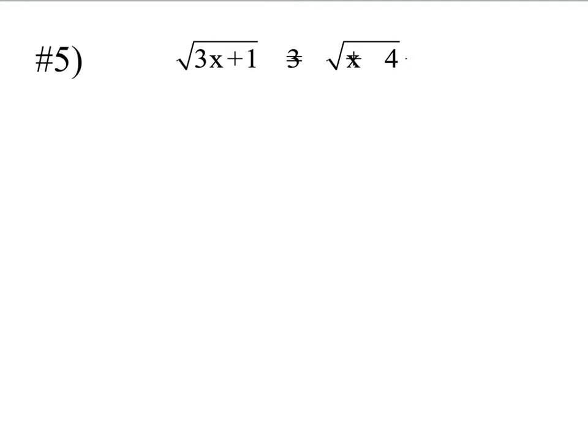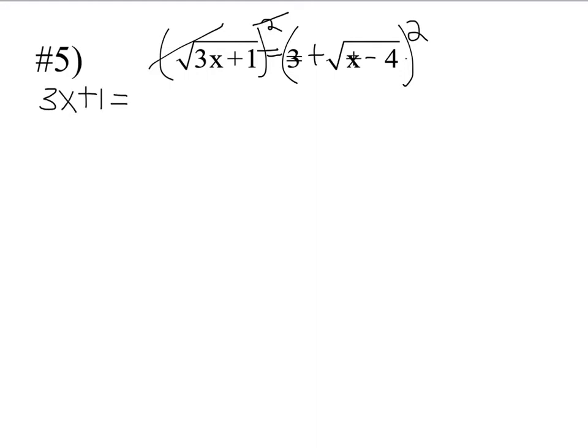Okay, this one says the square root of 3x plus 1 equals 3 plus the square root of x minus 4. We have our radical on the left isolated, so we can go ahead and square both sides. The square and the square root cancel, leaving you 3x plus 1 is equal to 3 plus the square root of x minus 4 times 3 plus the square root of x minus 4.